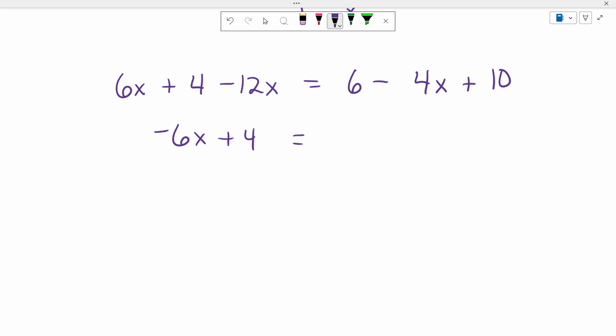Blake, don't talk back. Okay, and then on the right side, what are our like terms? 6 and 10. What's 6 plus 10? 16. So it's 16 minus 4x. Now, we got to be careful here because we need to move our smallest variable. What's smaller, the -6x or the -4x?